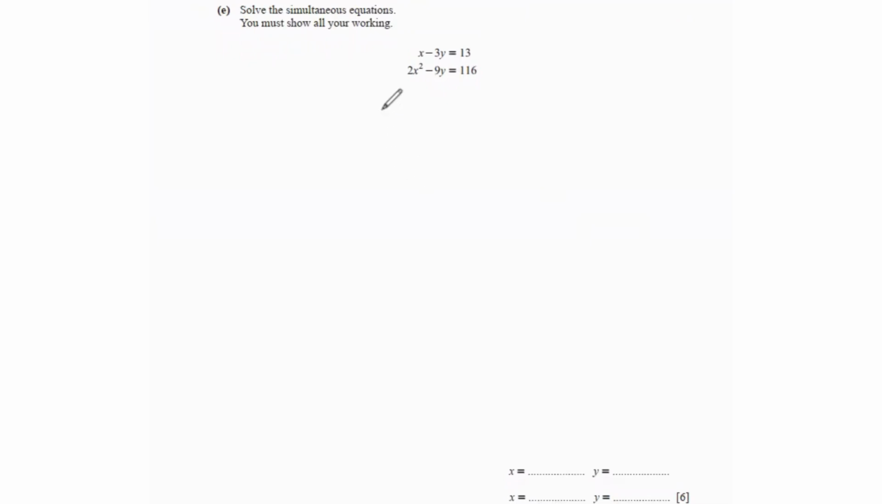Then part E says solve the simultaneous equations. You must show all your working. For this, if you notice, we have a linear equation and a quadratic equation. So to make it simple, we're going to substitute the linear in the quadratic. Let's make x the subject. So it's going to be x equals 13 plus 3y. Let's call this the third equation. This is the first, this is the second. So we're going to sub the third equation in the second one.